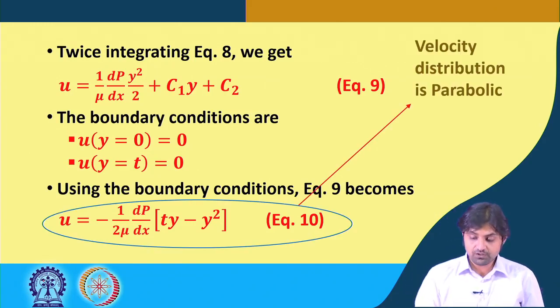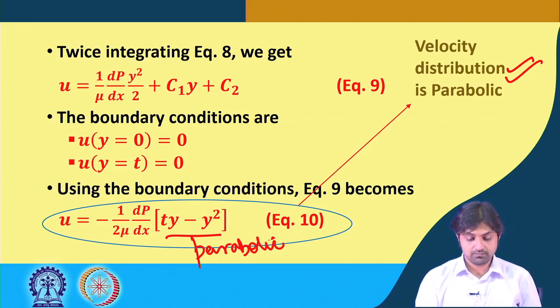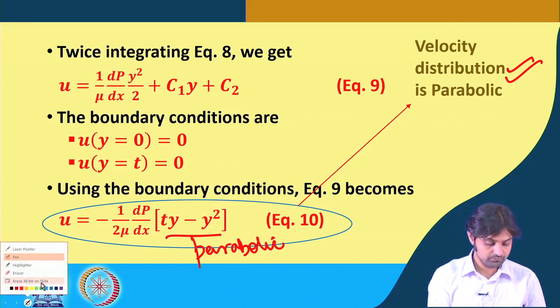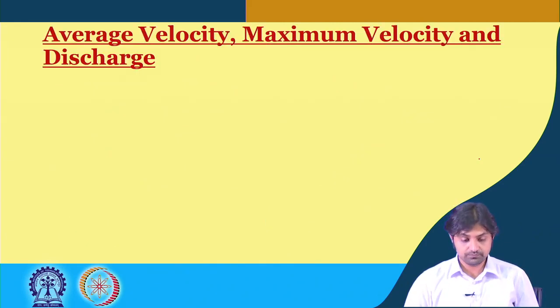Here also the velocity distribution is parabolic. You see, ty minus y square, parabolic in nature. This is how it looks.